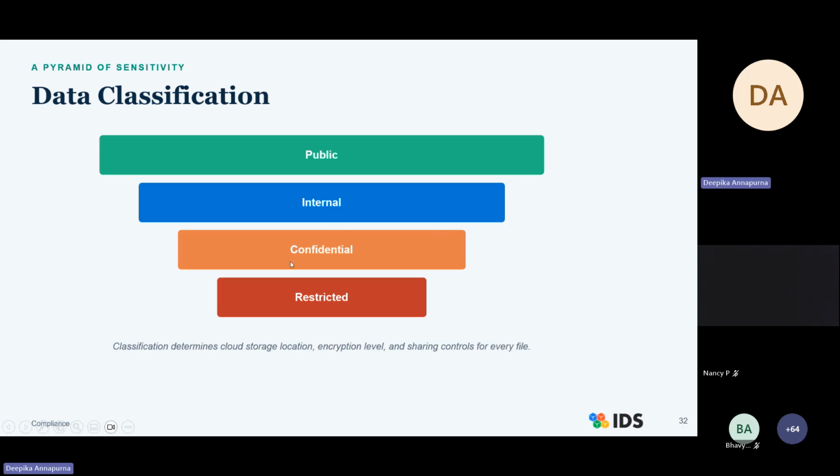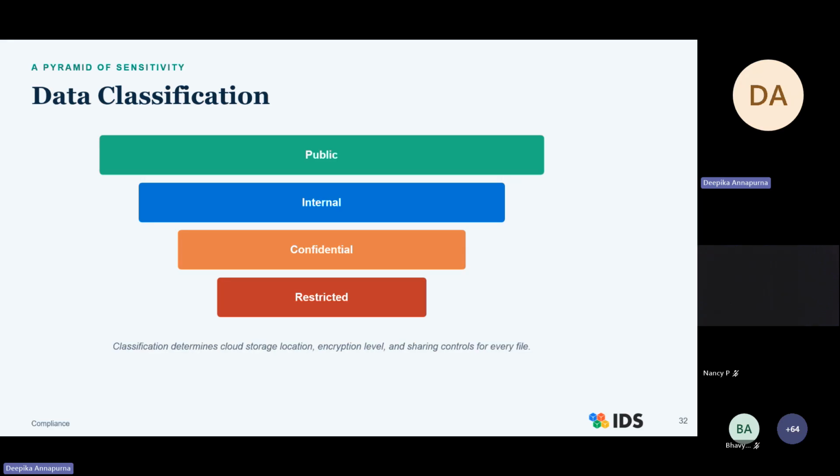The third one is confidential data. What do you mean by confidential data? If the information is disclosed outside, it will cause harm to the organization, right? Confidential data, if it is leaked, let's say an exam paper. If an exam paper is leaked outside before conducting the exam, that causes harm, right? That is confidential data. The fourth category is restricted data.